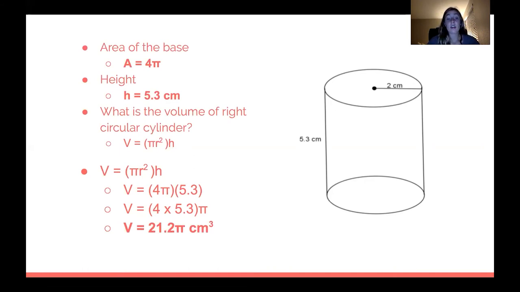And you can either keep your answers in terms of pi, which is what we're doing, or we could multiply our answer by 3.14 and get an exact, or round up to like the first or second decimal. So let's do 21.2 times 3.14, and our answer is 66.568. So we would just round it to 66.57 centimeters cubed. You could do that.